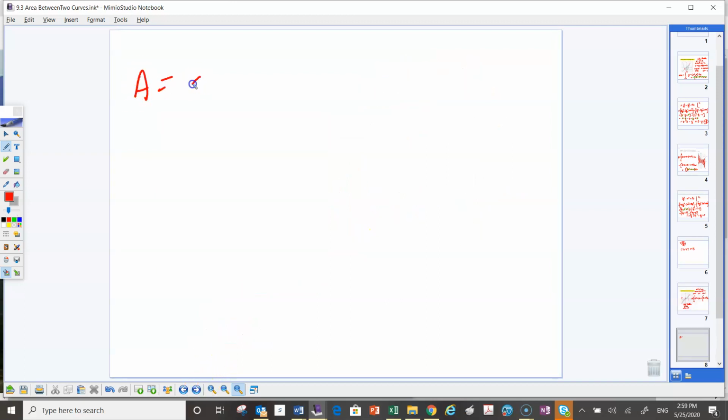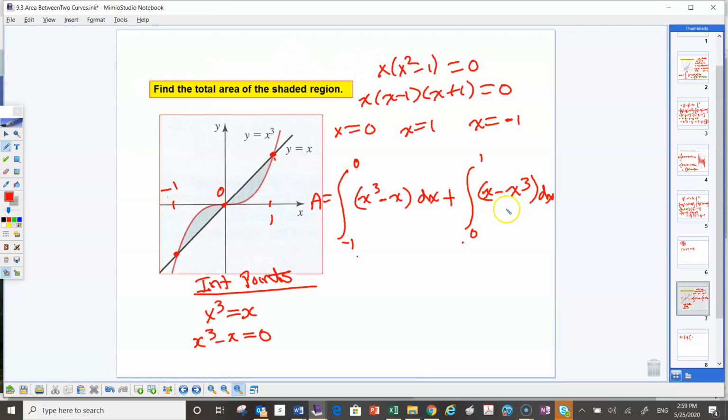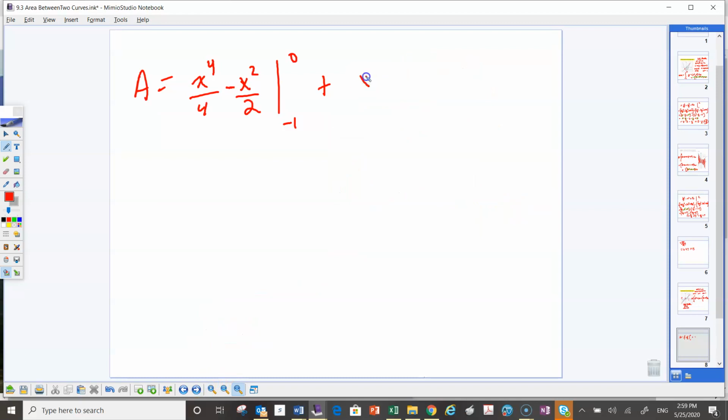So area is going to equal x to the 4 over 4 minus x squared over 2 from negative 1 to 0, plus, if I integrate this, I'm going to get x squared over 2 minus x to the 4th over 4 from 0 to 1. So plugging in the upper limit in this first case, I'm going to get 0. When I put 0 into both of them, it's going to be 0. Minus, now I'm going to put a negative 1 in.